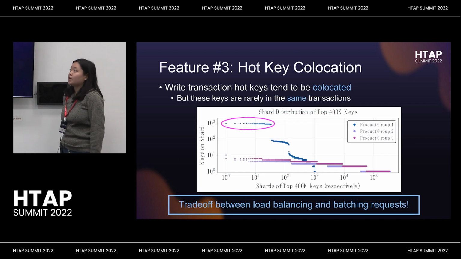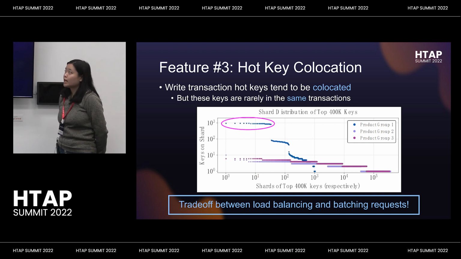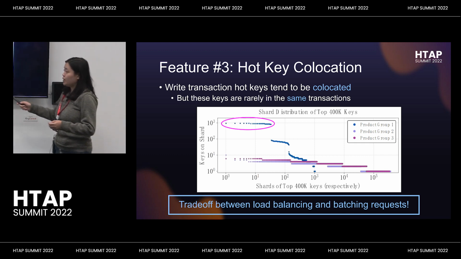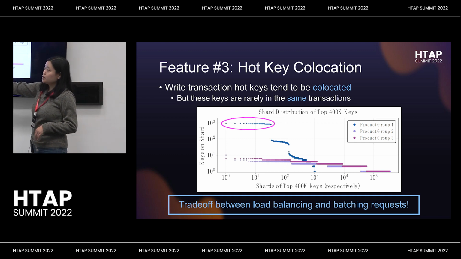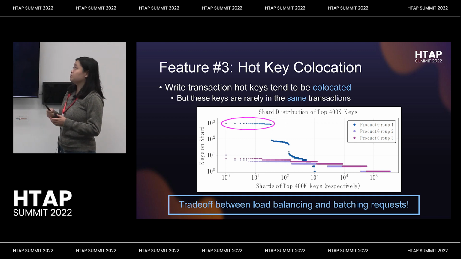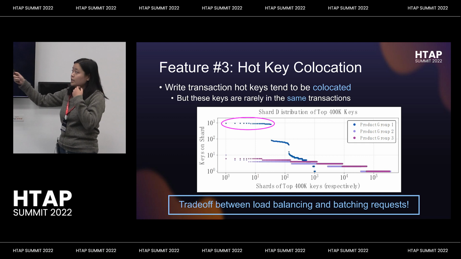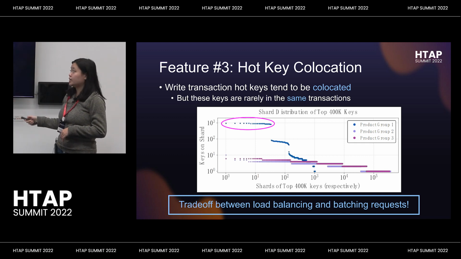The third feature we'll look at is hotkey collocation. Something interesting that we found is that a lot of hotkeys and write transactions tend to be on the same couple of shards. This graph is showing the shards on the x-axis and the number of hotkeys per shard on the y-axis. And we're showing it for the three main product groups that run on TAO. For example, the keys we circle here, there's around 50 shards here, and they each have around 1,000 hotkeys.